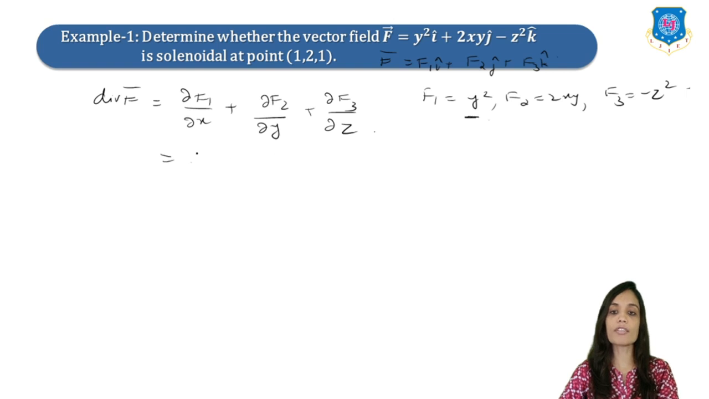Do the derivative of f1 with respect to x. Here there is no x, so the answer will be 0. Plus do the derivative of f2 with respect to y, so it will be 2x. Plus do the partial derivative of f3 with respect to z, which will be minus 2z.